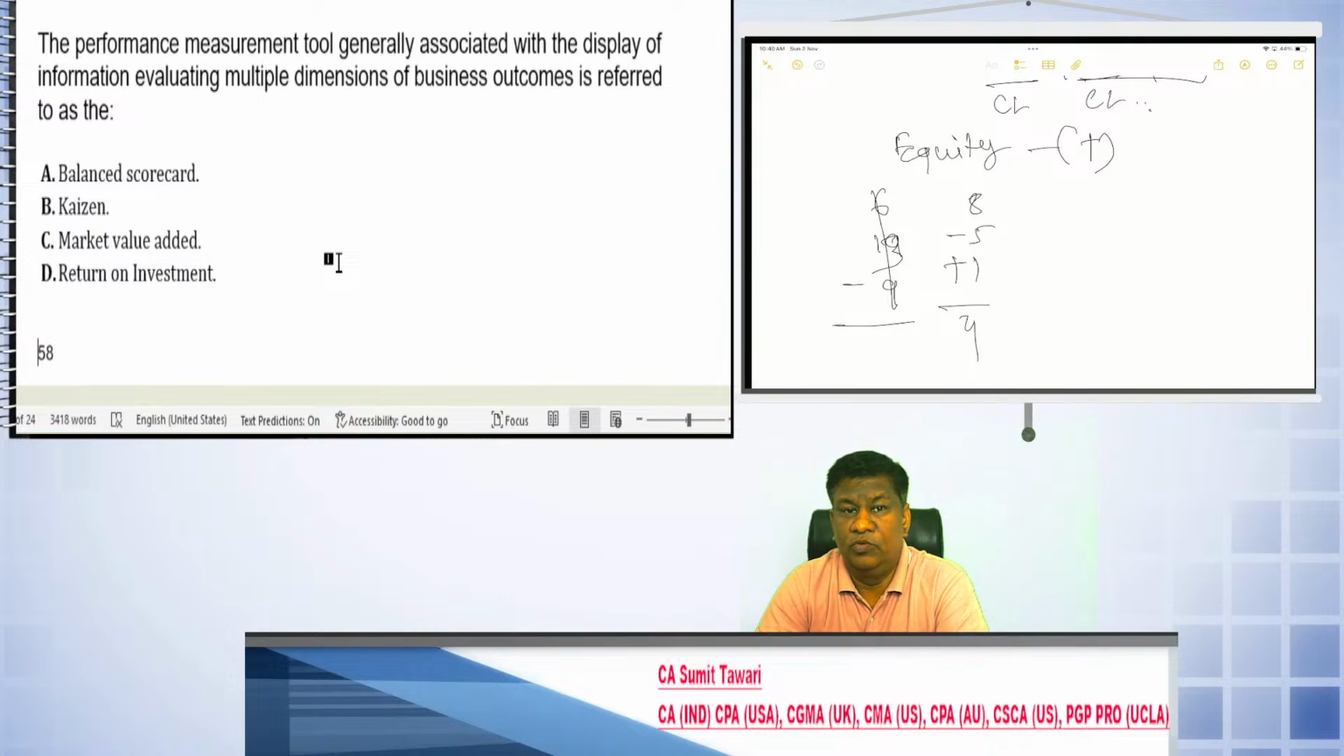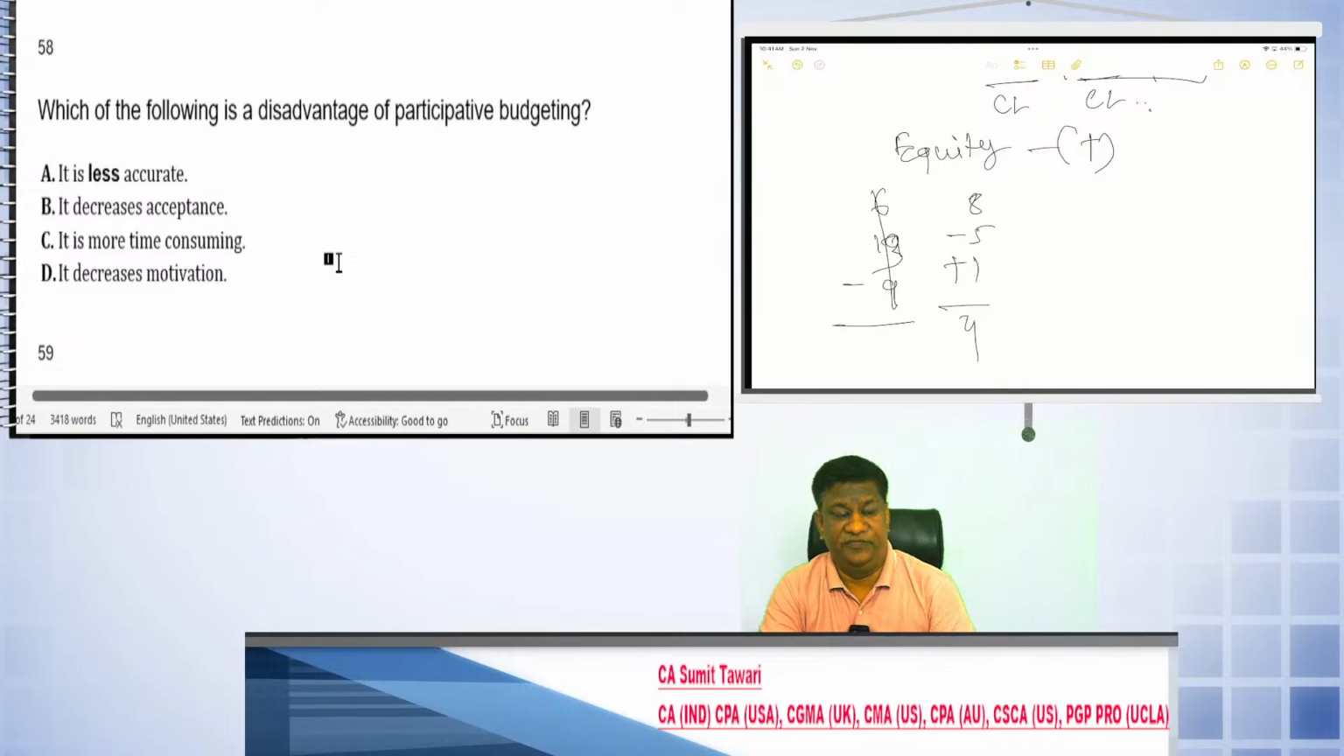Next question. Kaizen, no. Kaizen is basically for continuous improvement. Multi-dimensional, see, multi-dimensional means you are considering all the aspects of the business. Kaizen is basically related to the shop floor only. Is it A, sir, balanced scorecard? Balanced scorecard. Yeah. Question number 58.